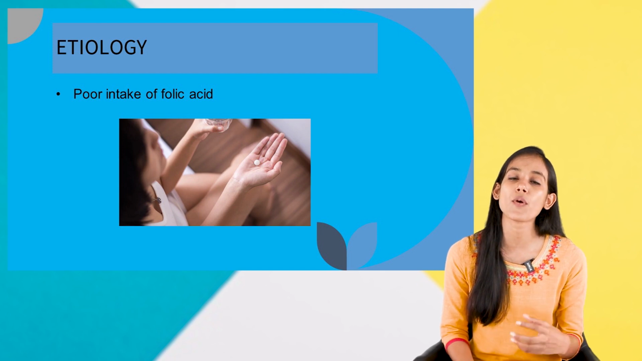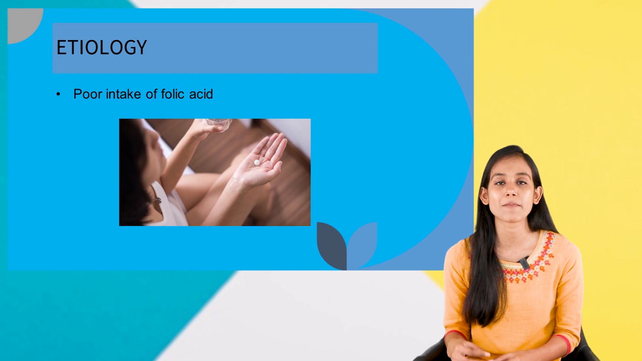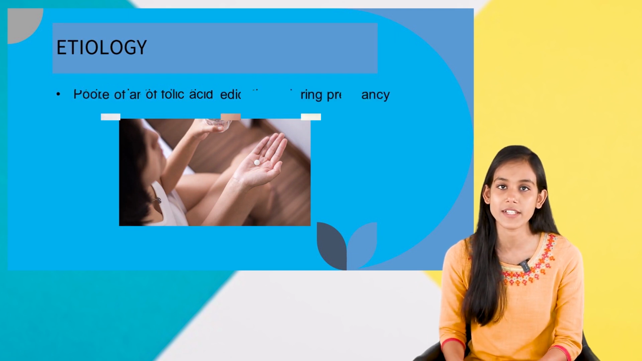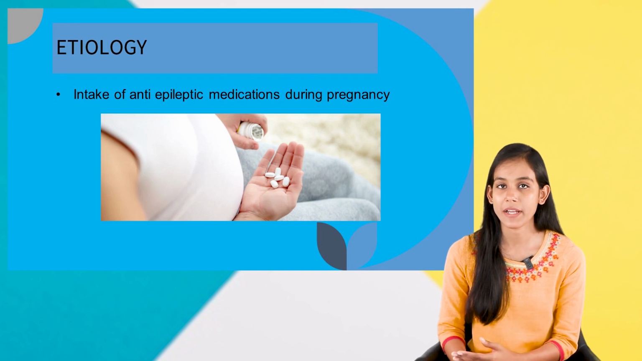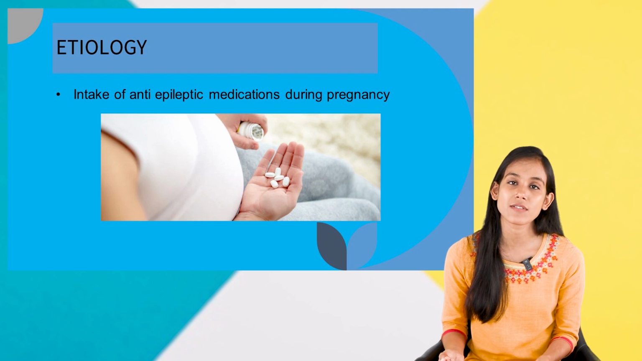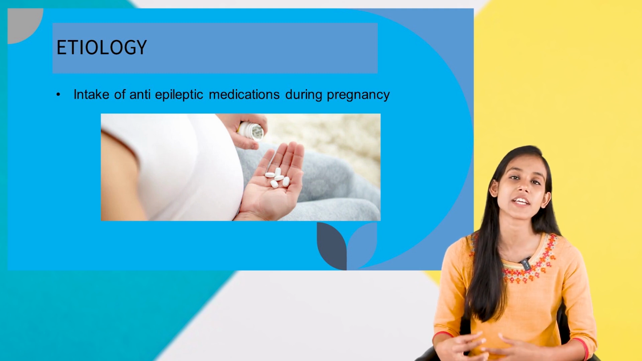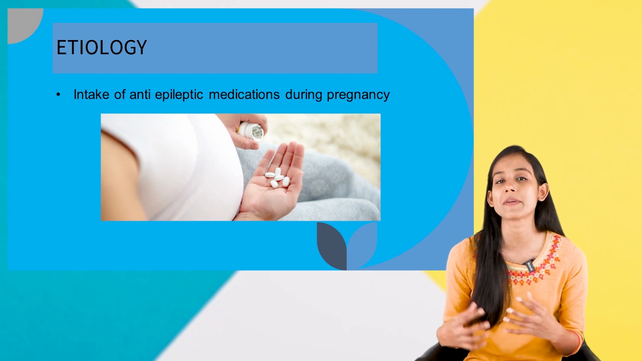Now, poor intake of folic acid plays a major role in neural tube defect. And then there is intake of anti-epileptic medications during pregnancy. If the mother is consuming anti-seizure or anti-epileptic medications during pregnancy, in that case also the risk would be higher. Next, let us move on to the pathophysiology to understand how the neural tube forms and how the defects occur, right?